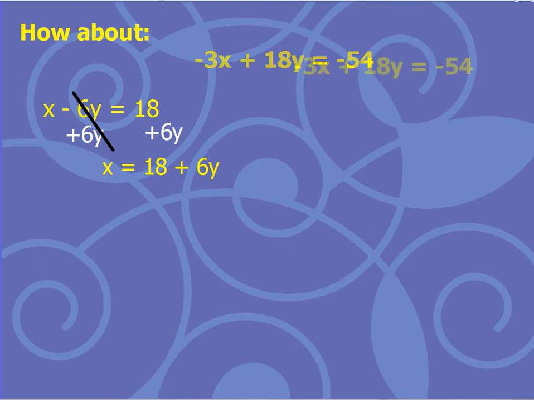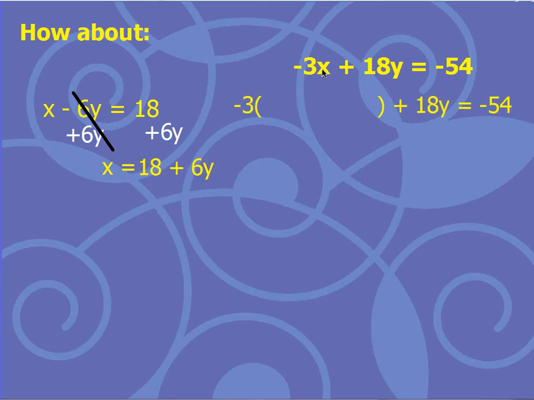Then I go back to the equation that I haven't rearranged, and since x is the variable isolated, I'm going to use it to replace x in my second equation. Removing x from this equation and replacing it with 18 plus 6y is what substitution's all about.